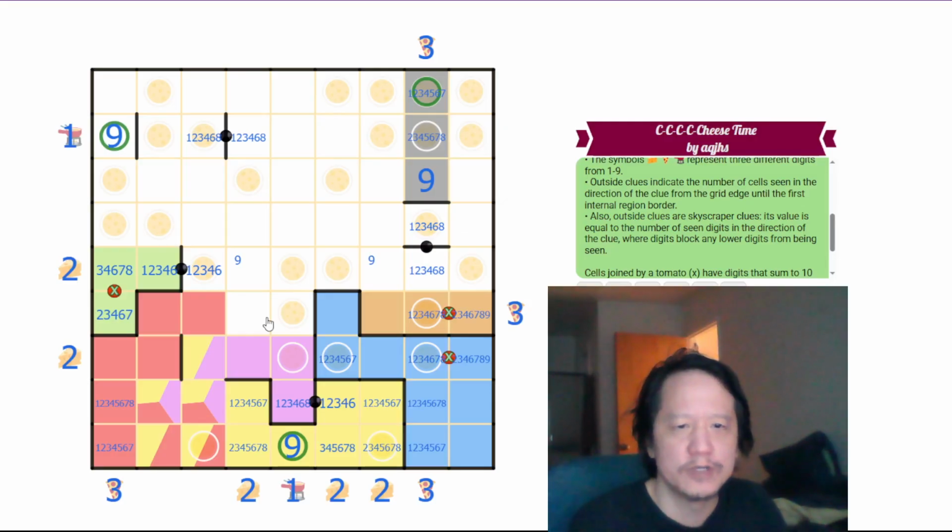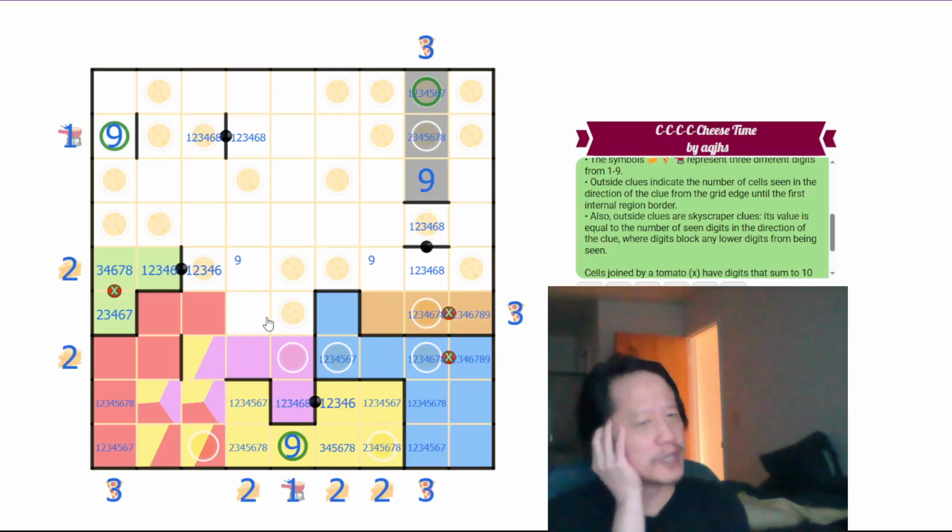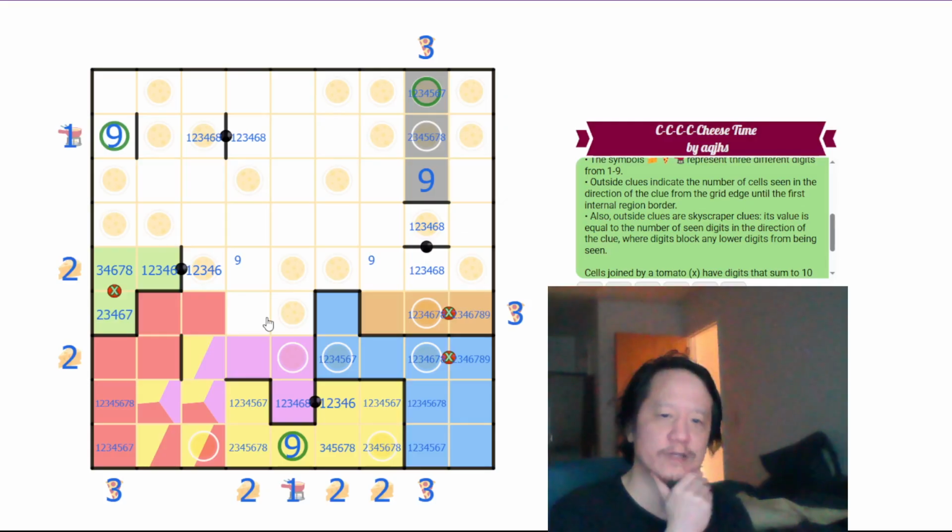Where to next? Do we do the number of circles? Can we do number of circles? Really is the question.